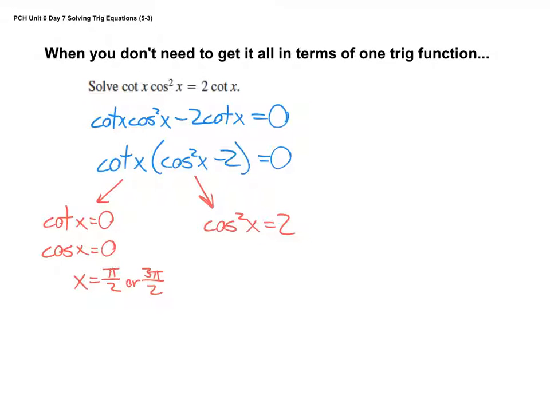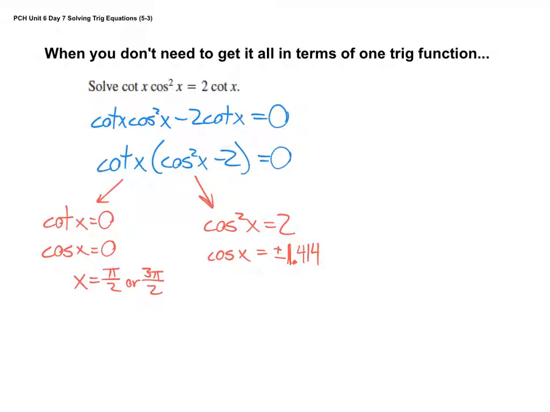Now, if cosine squared of x equals 2, that means cosine of x equals plus or minus square root of 2, so plus or minus 1.414, right? You guys know square root of 2? Now, where does cosine equal 1.414? It equals root 2 over 2 at pi over 4. We need to use something special.